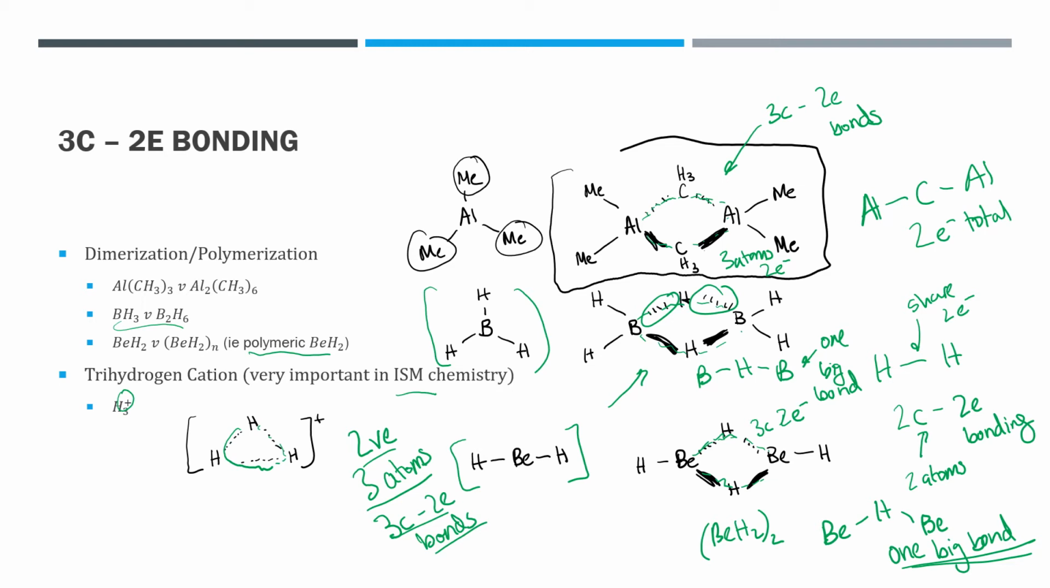And another fact you should know is that B2H6, this dimer of BH3, is the major form of borane. So if I had borane in a jar, it spontaneously dimerizes and forms these 3-center 2-electron bonds.